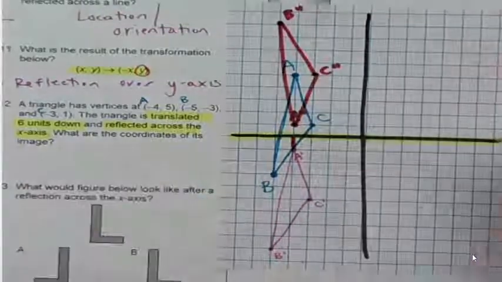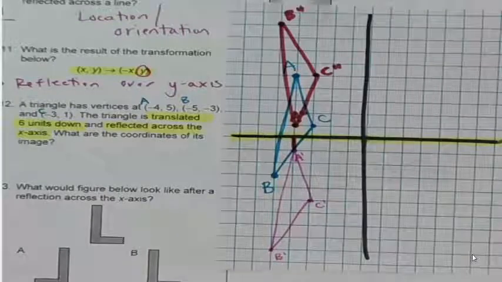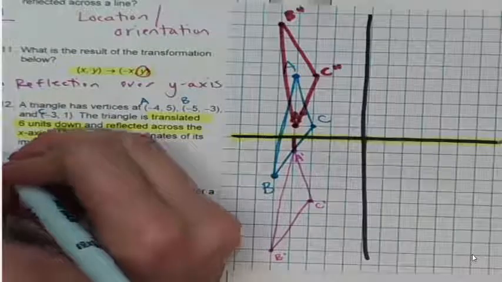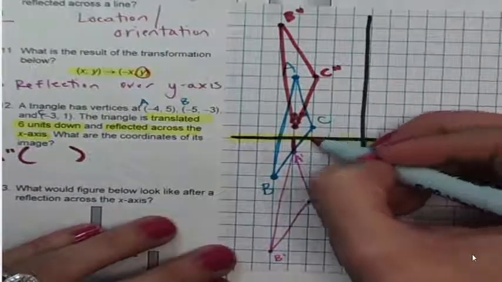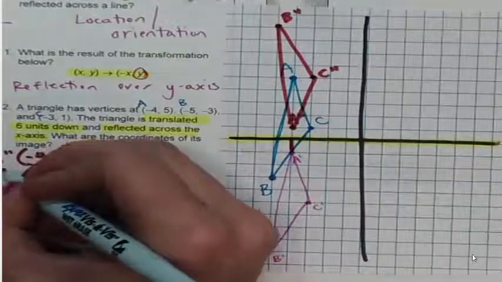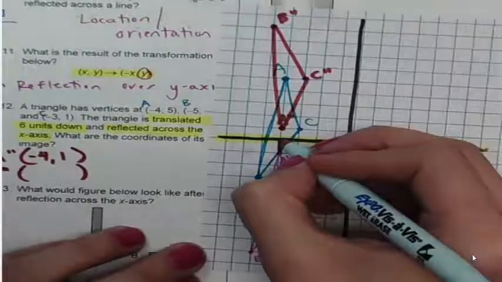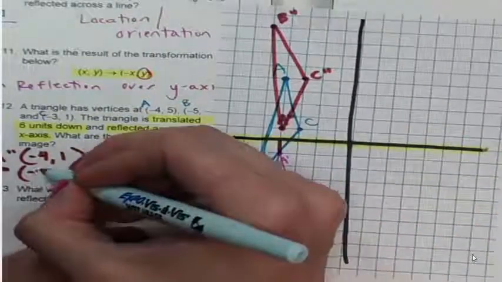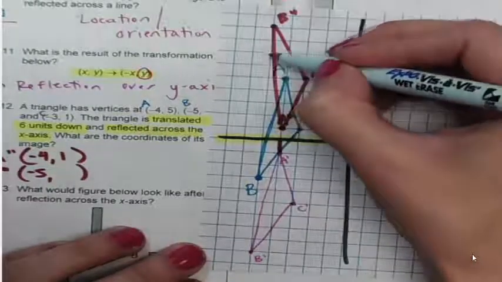I'm going to look back at my question. What are the coordinates of the new image? So now if I look at the coordinates of my new image, A double prime should have been over 1, 2, 3, 4, negative 4, comma 1. Your new image for B is over 1, 2, 3, 4, 5, negative 5, up 1, 2, 3, 4, 5, 6, 7, 8, 9.